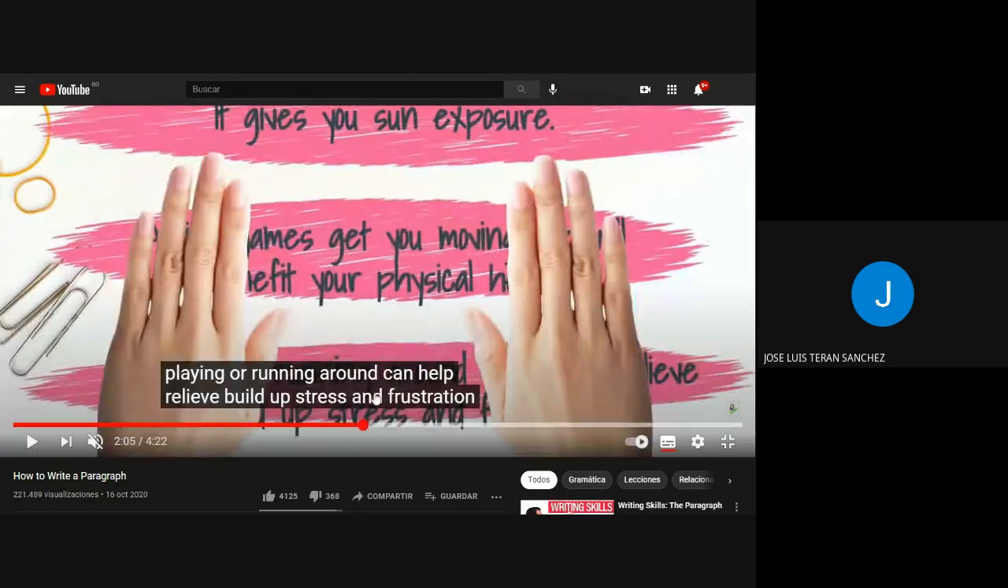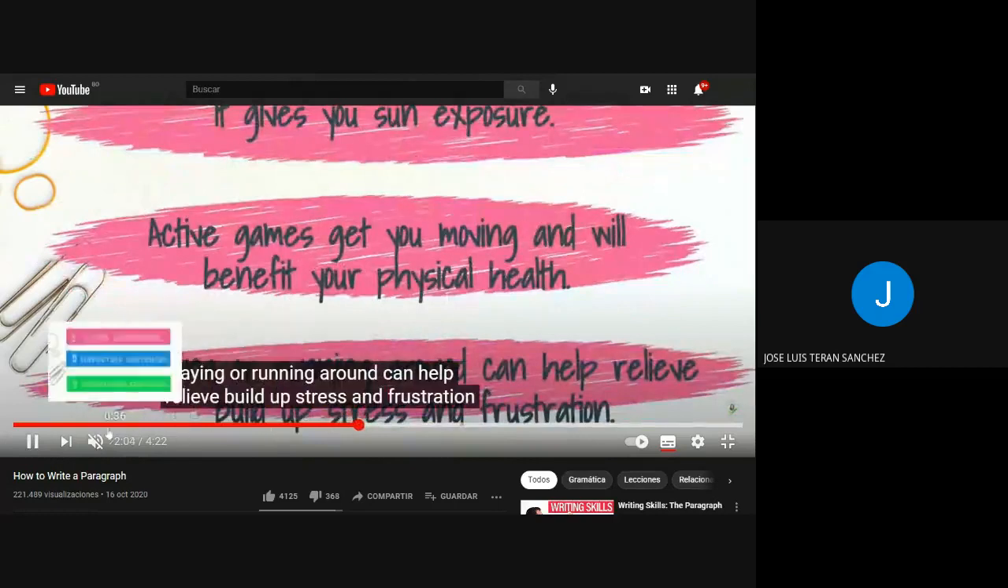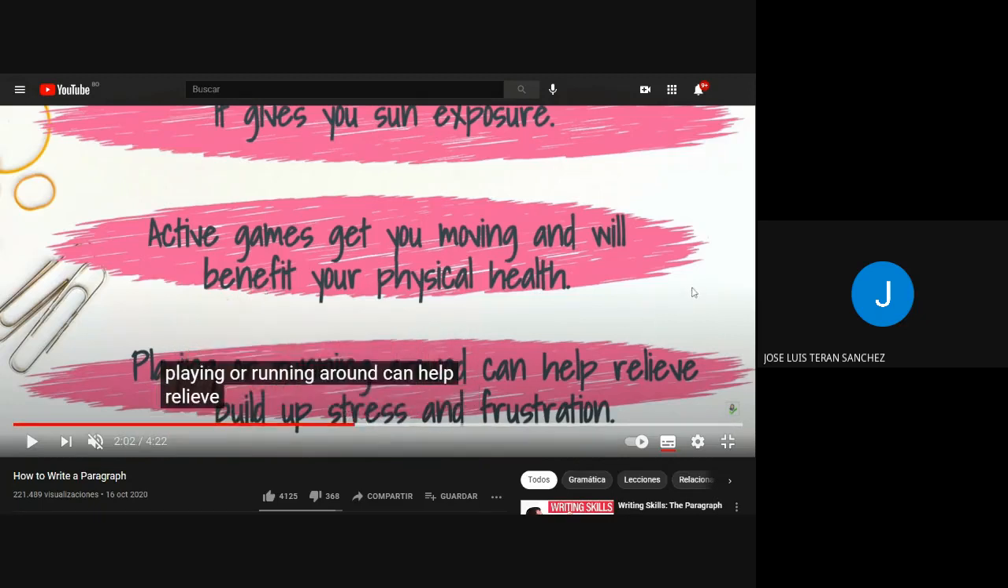Here we have some examples. It gives you sun exposure. I don't know what is that. All right, it's there. Active games get you moving and will benefit your physical health. Look at that, they are simple sentences. Playing or running around can help relieve built-up stress and frustration. So look, they are reasons. Always you write reasons in that part.